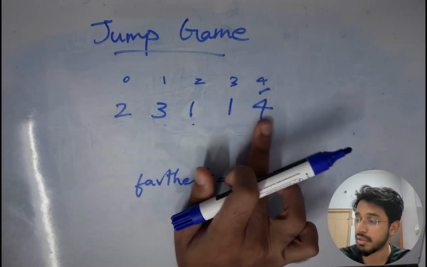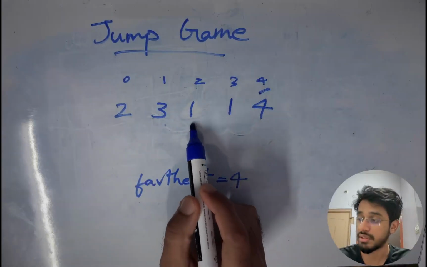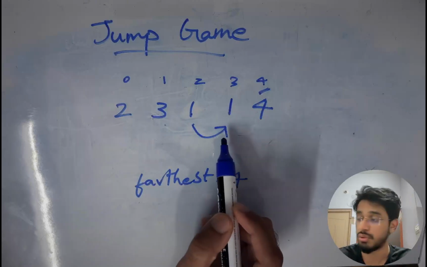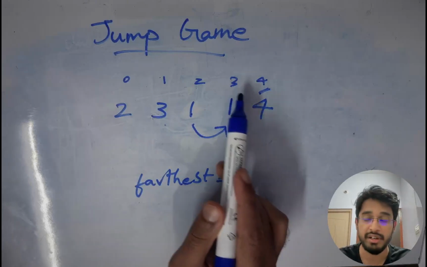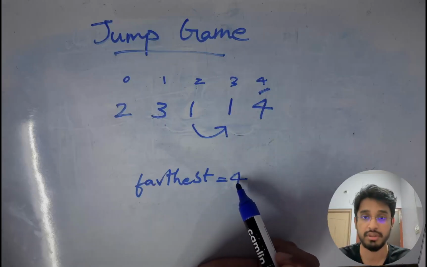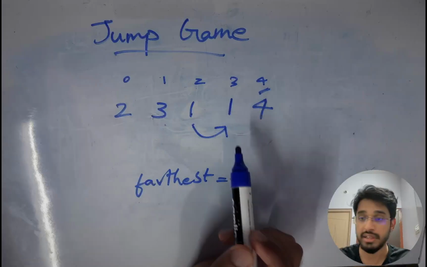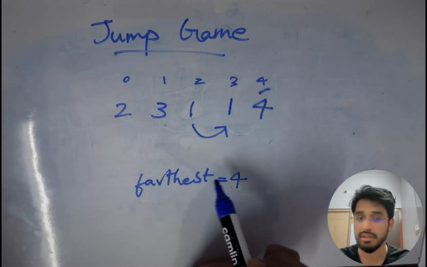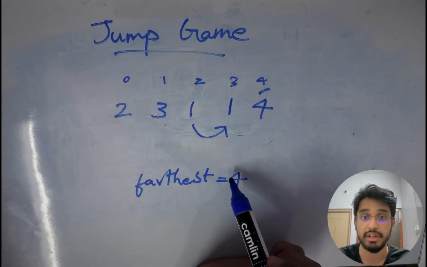Over here, what is the farthest distance this can go? It can go till the third index, right? So we just check number 3 and 4, which one is greater. 4 is greater, right? So we don't update this. And now we check if I is greater than this farthest. 3 is not greater than 4, so we continue the iteration.